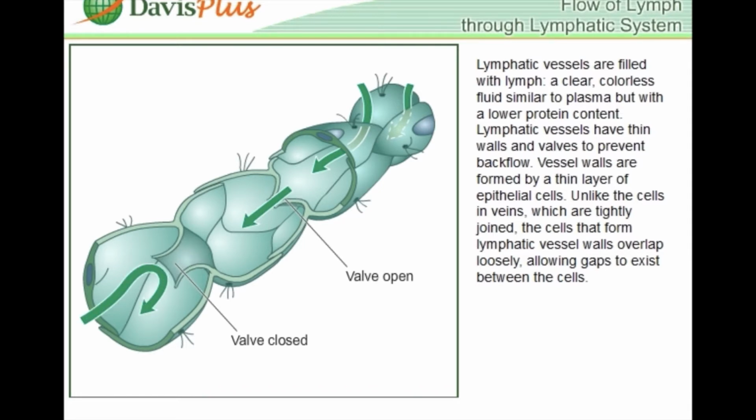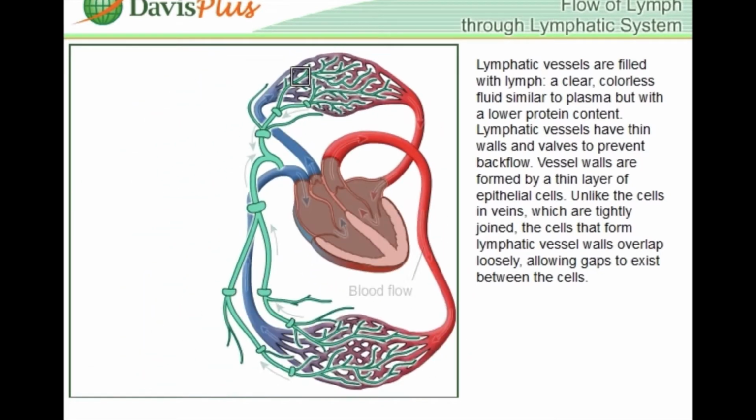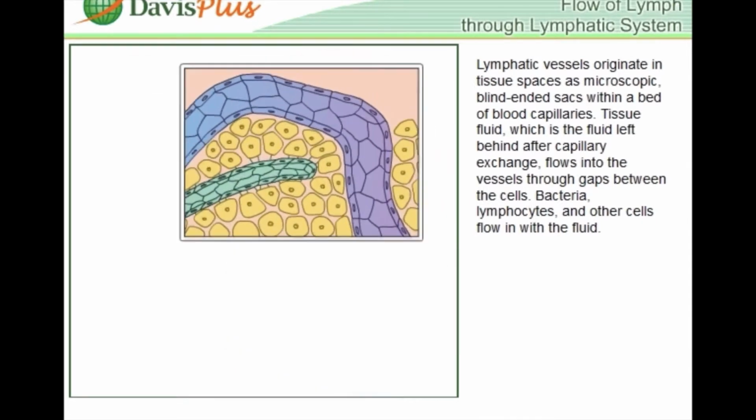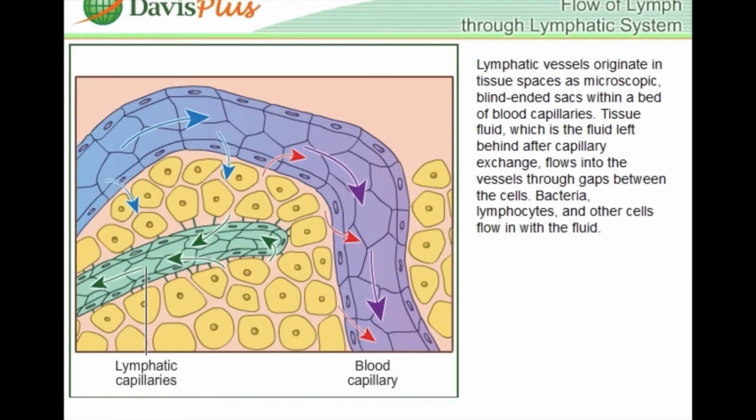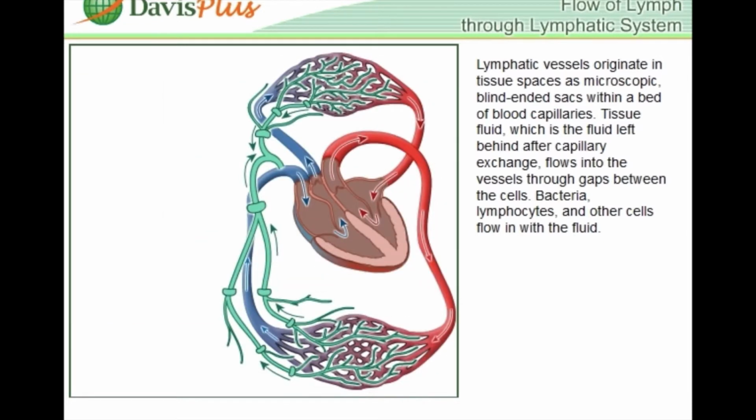Vessel walls are formed by a thin layer of epithelial cells. Unlike the cells in veins, which are tightly joined, the cells that form lymphatic vessel walls overlap loosely, allowing gaps to exist between the cells. Lymphatic vessels originate in tissue spaces as microscopic, blind-ended sacs within a bed of blood capillaries. Tissue fluid, which is the fluid left behind after capillary exchange, flows into the vessels through gaps between the cells. Bacteria, lymphocytes, and other cells flow in with the fluid.